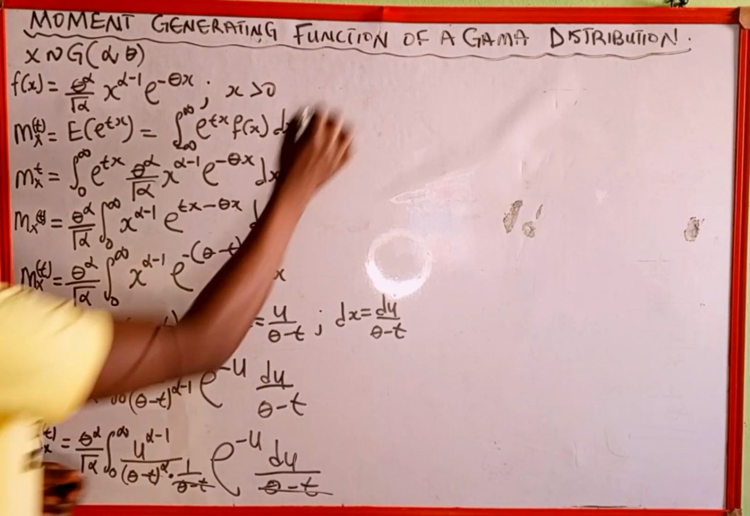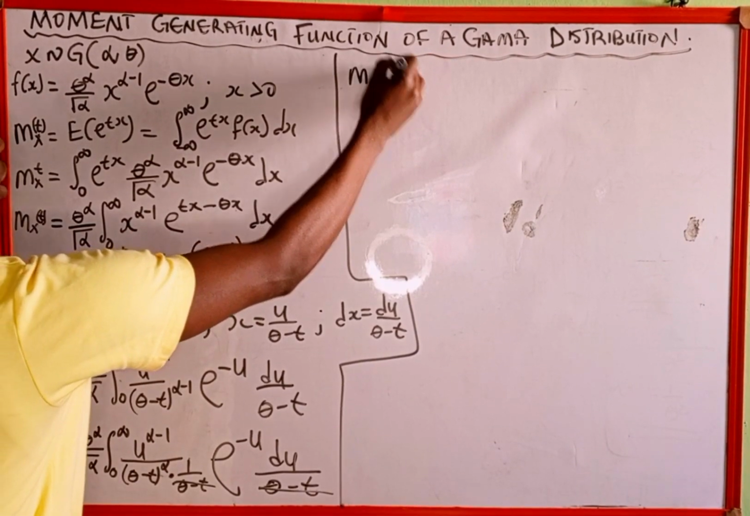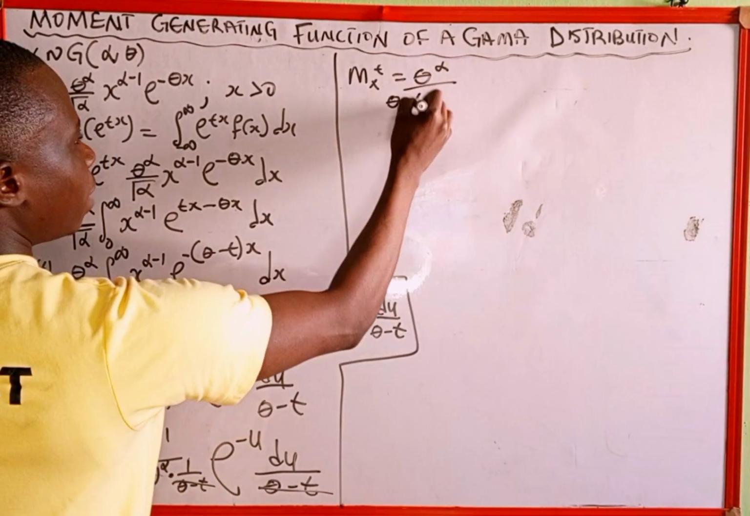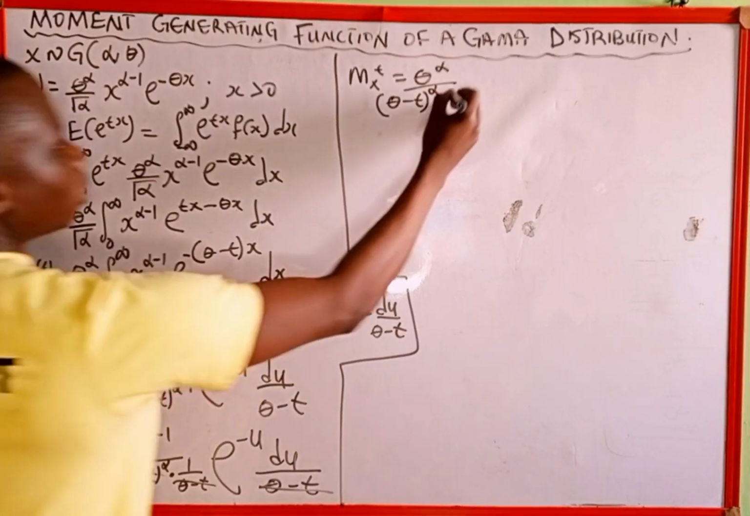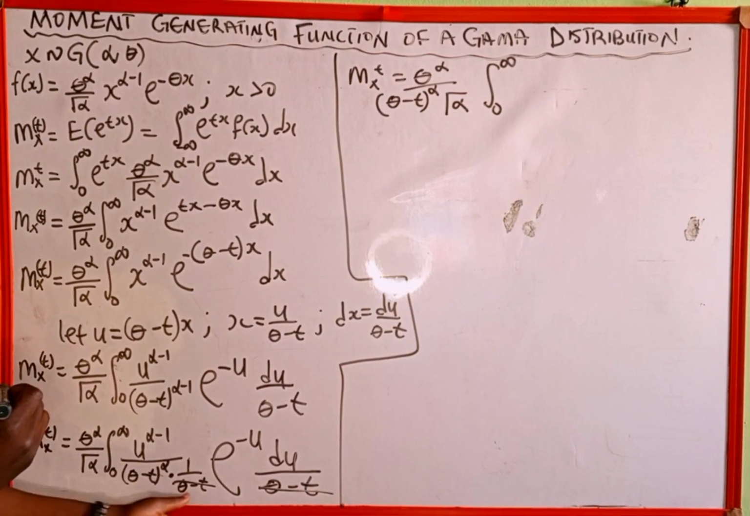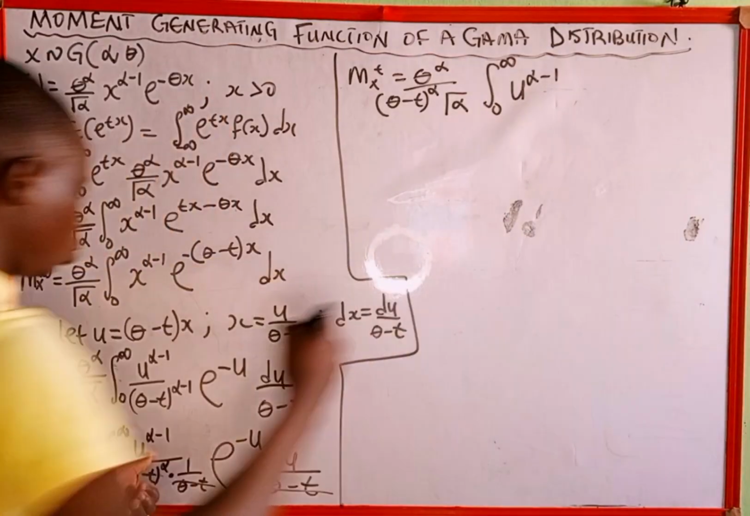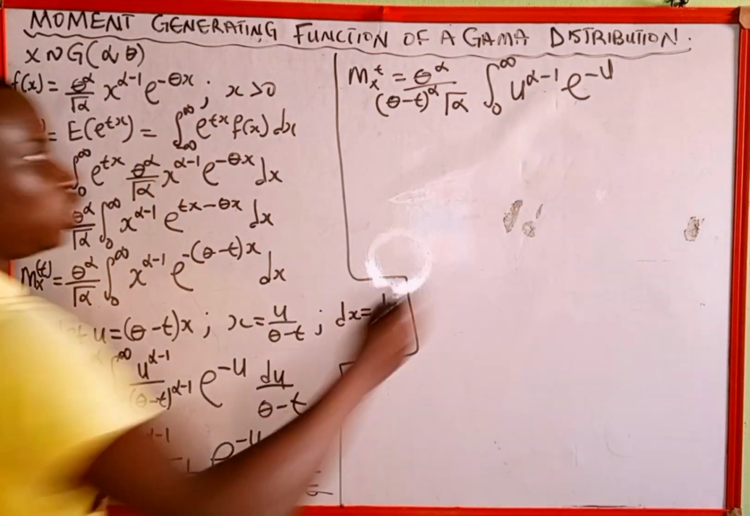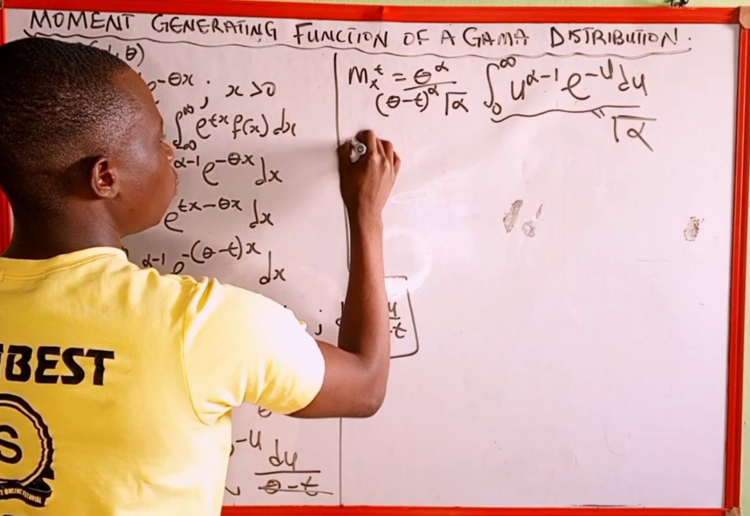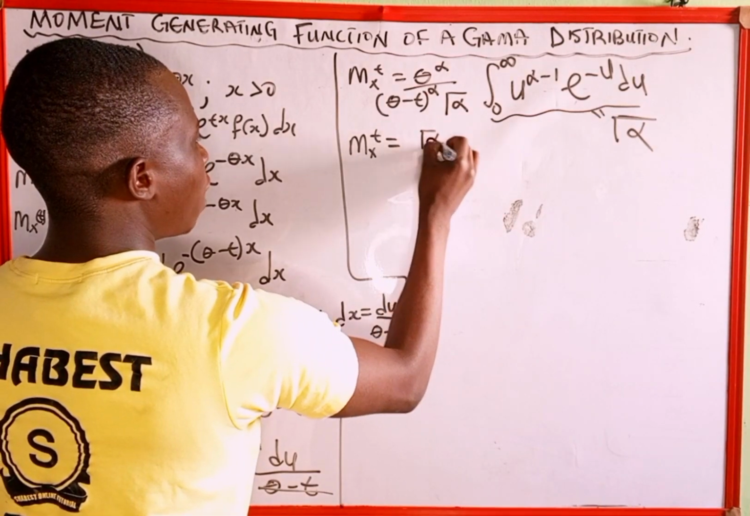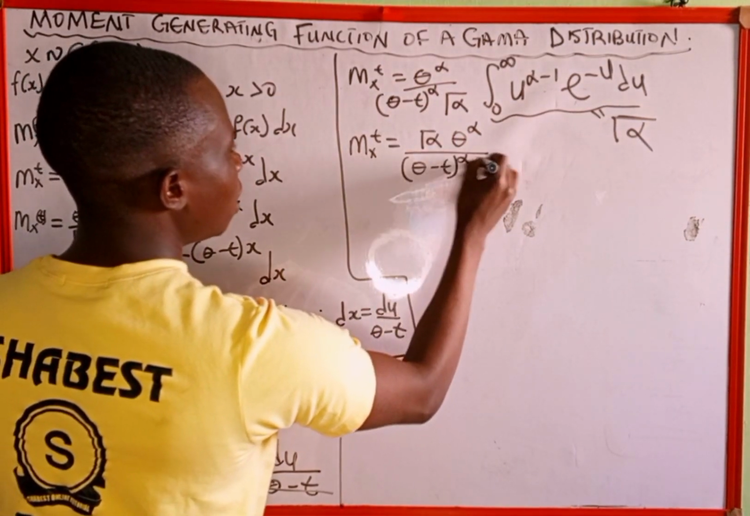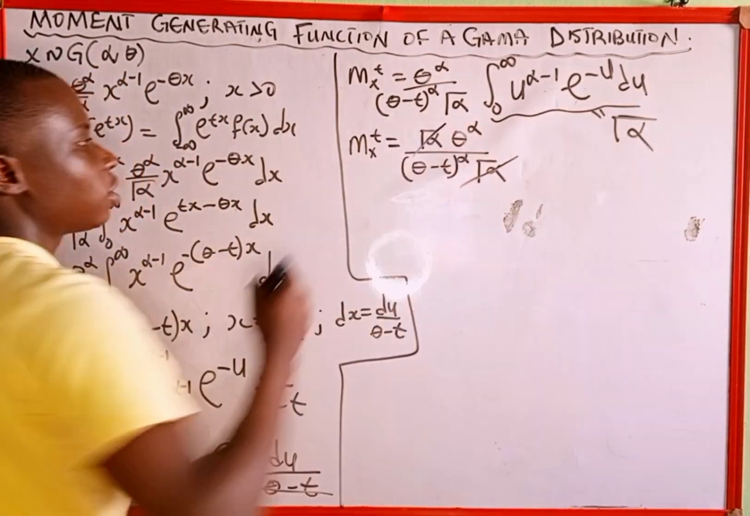So we're going to take this one out. We're going to have M sub X of t equal to theta raised to the power of alpha all over, when we take this out, theta minus t raised to the power of alpha, multiplied by gamma of alpha. Then the integral from 0 to positive infinity. This is out already and this is cancelled. So it will remain only u to the power of alpha minus 1, then e to the power of minus u, then du. And the whole of this is the same as gamma of alpha. So when we multiply this by this, M sub X of t is equal to gamma of alpha multiplied by theta raised to the power of alpha over theta minus t raised to the power of alpha, then gamma of alpha. So this gamma of alpha is going to cancel out this gamma of alpha.